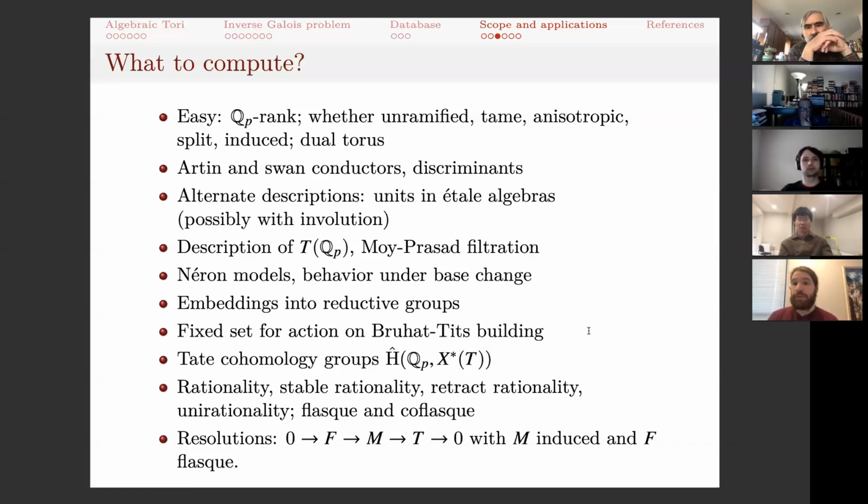One of the reasons we want to think about these tori is that they help us produce representations of reductive groups. And so we want to look at what are the possible embeddings of each of these tori into different reductive groups of interest. So starting with the classical groups and the basic exceptional groups.